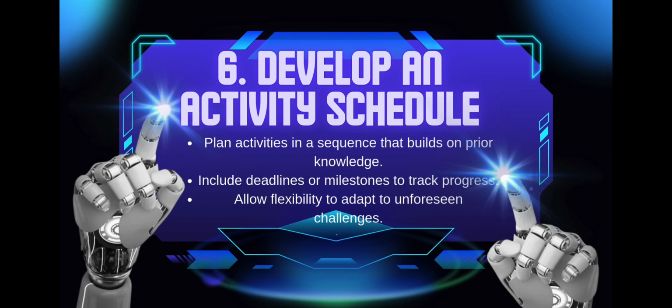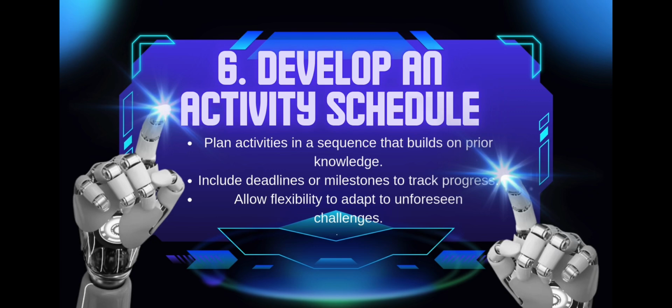Next is allow flexibility to adapt to unforeseen challenges. So be ready to change your plan if something unexpected happens. Every class is different. Flexibility helps create a supportive learning environment and ensures all students keep up. So as a future educator, I must plan lessons that connect with what students already know, set clear progress checkpoints, and stay flexible when challenges come up. This approach makes learning more effective, organized, and responsive to students' needs.